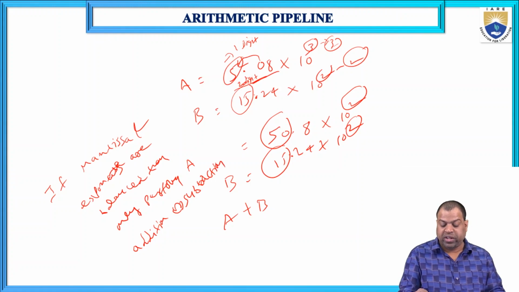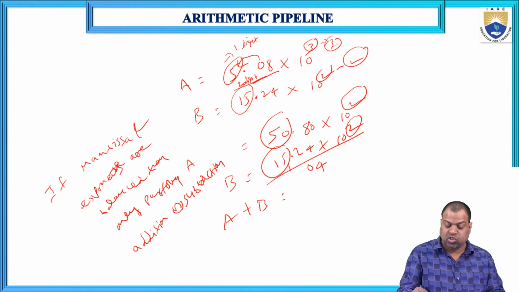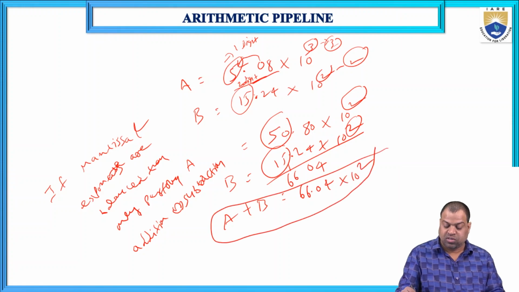So 50.8 into 10 square, 15.24 into 10 square. The mantissas are 2 digits and the exponents are also balanced. Then I can perform A plus B. 50 plus 15, so we can do like this: 0 plus 4, 4; 8 plus 2, 10; 0 plus 5 plus 1, 6; 5 plus 1, 6. 66.04 into 10 square. Okay.